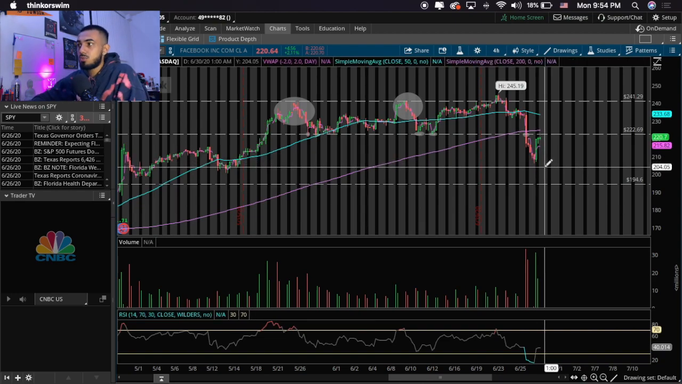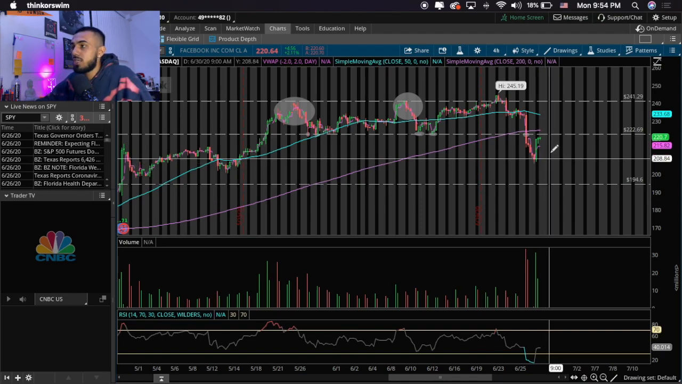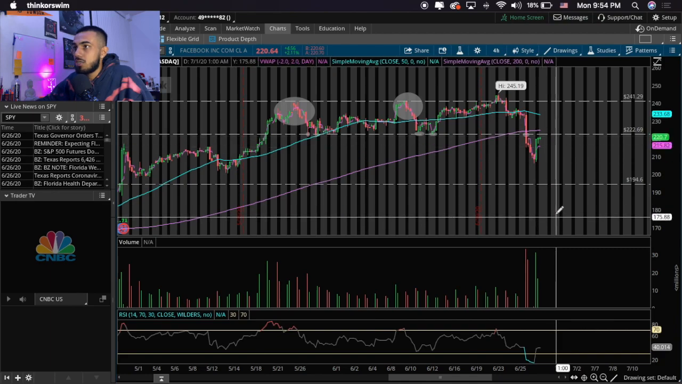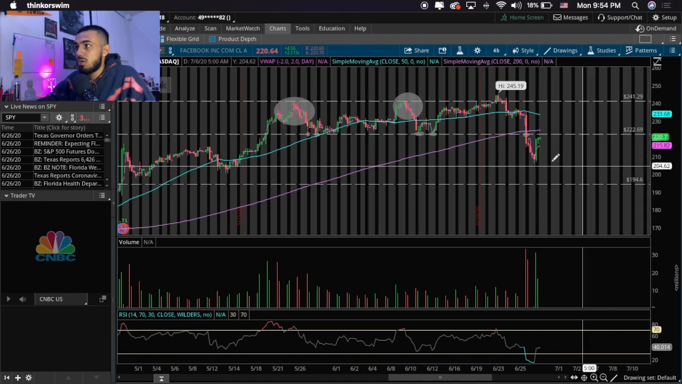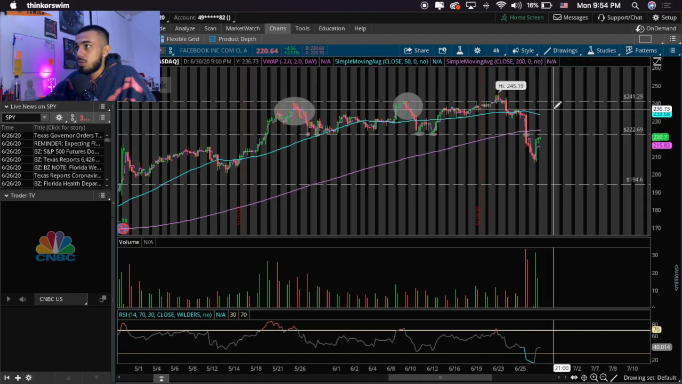More than $15. It went down to $206. So about $16 it went down, and then it started coming back up. Now, as it comes back up, I'll be watching this 222 area because it acts as a level of resistance now. So if it breaks this 222 area, we're getting a clean run up until 236.